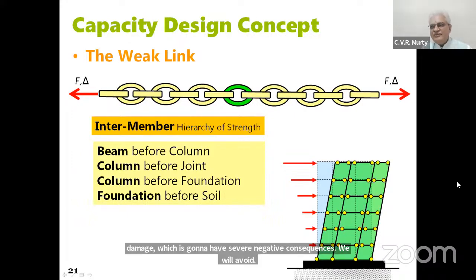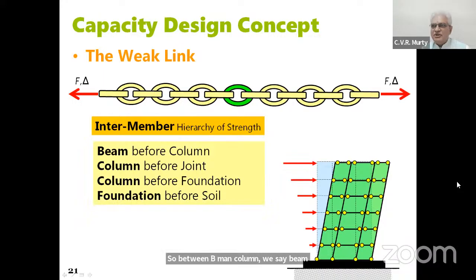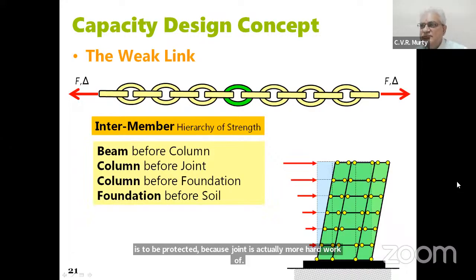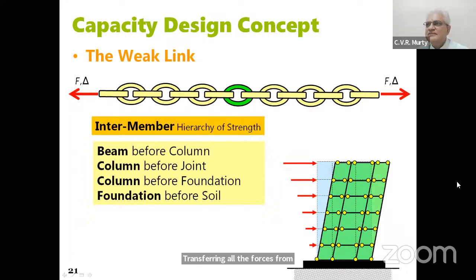So between beam and column, we say beam is okay and not column because column is holding the beam. Between column and joint, we will say column is to be protected because joint is actually doing more hard work of transferring all the forces from the slab beam to the columns. And between column and foundation, we say column because foundation is really holding up the whole building. And between foundation and soil, we'll say the foundation, so the soil will hold up everybody. So foundation is less important than the soil here. So this is the way to fix the location of the hinges now.